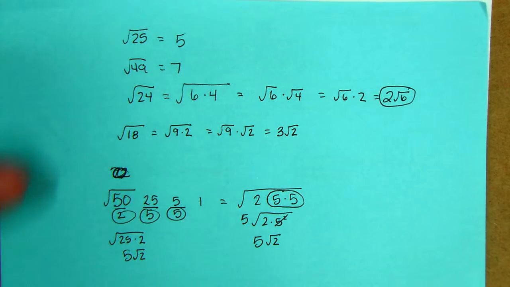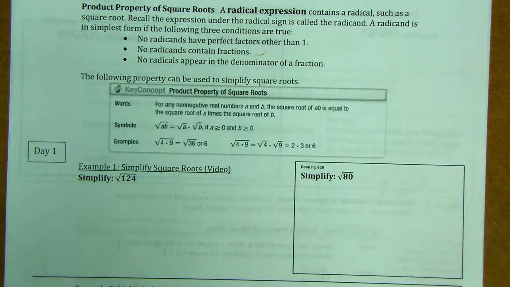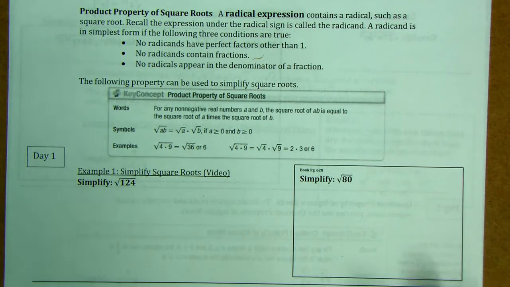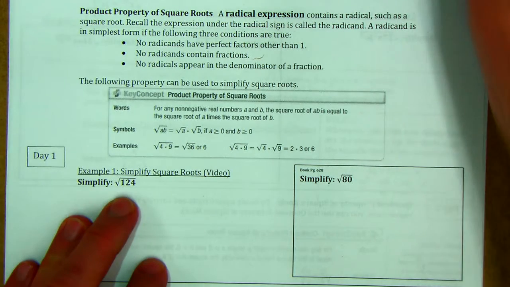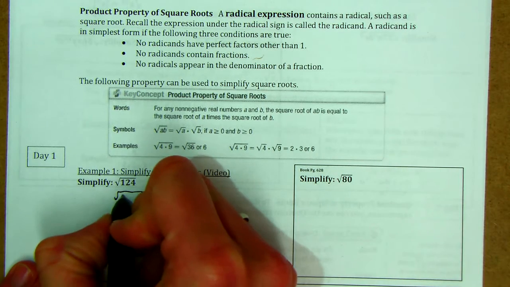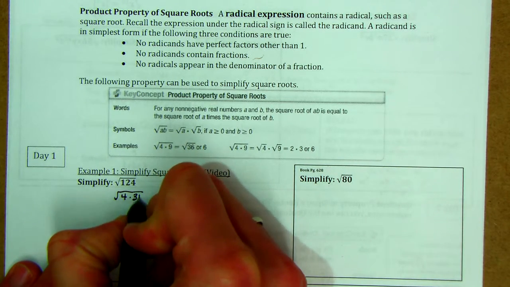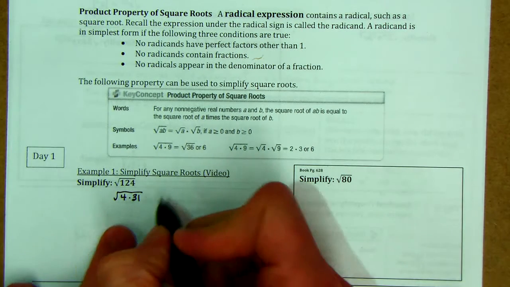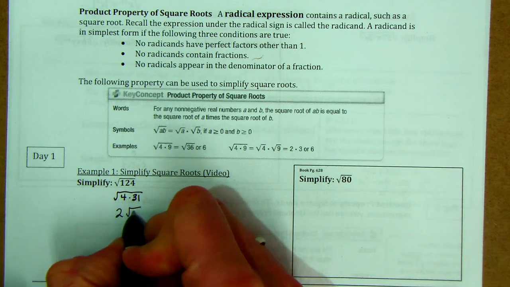124. I'm pretty sure that 4 goes into 124. And it does, so this is the same as 4 times 31. Now I also am pretty familiar with my prime numbers, and I know 31 is a prime number. So I can take the square root of 4, which is 2, but I'm going to leave the 31 alone because it's prime. There's nothing else that comes out. There's definitely not a perfect square that comes out of there.